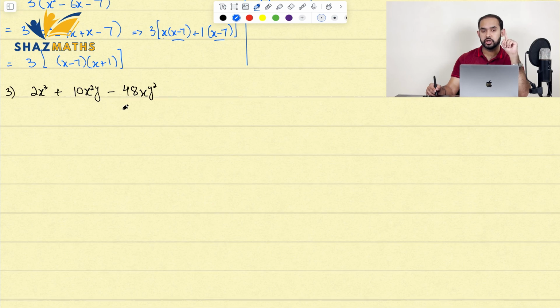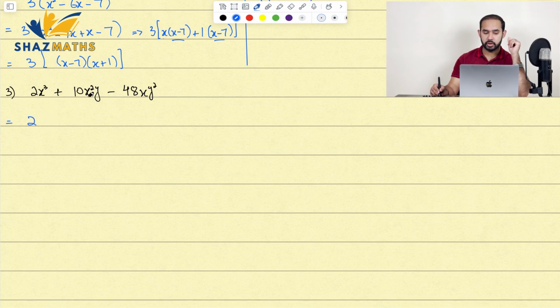First step should be, you'll take out the common term. So what is common in these three terms? I'm going to think about the sign first, then the coefficient, and then the variable. Okay, so when I'm talking about the coefficient, it says 2, 10 and 48. Maximum number that is divisible by all of these numbers is 2.